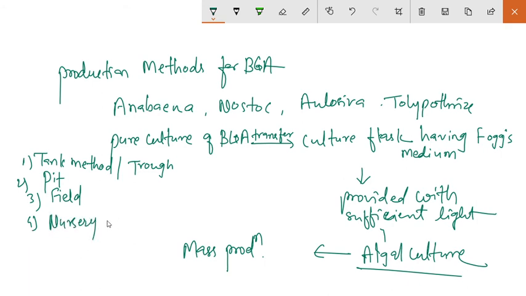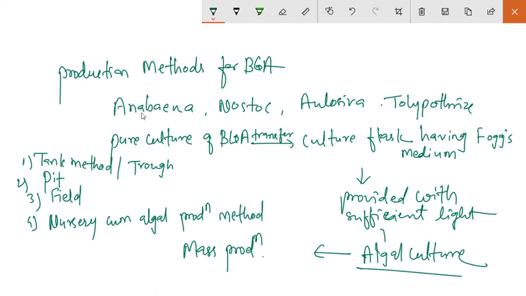Nursery cum algal production method. Okay. So the methods are tank method, pit method, field method, and nursery cum algal production method. One of these methods we can use for production of the blue-green algae.